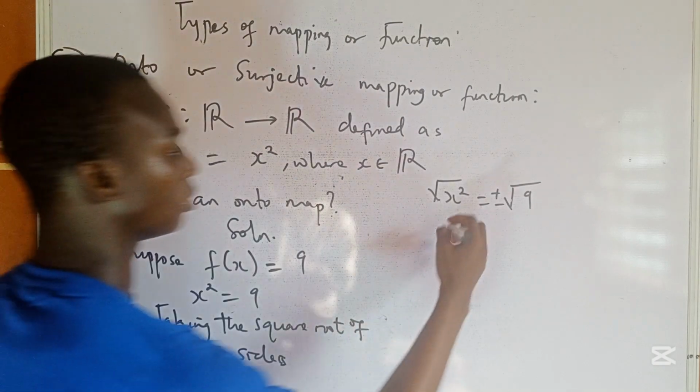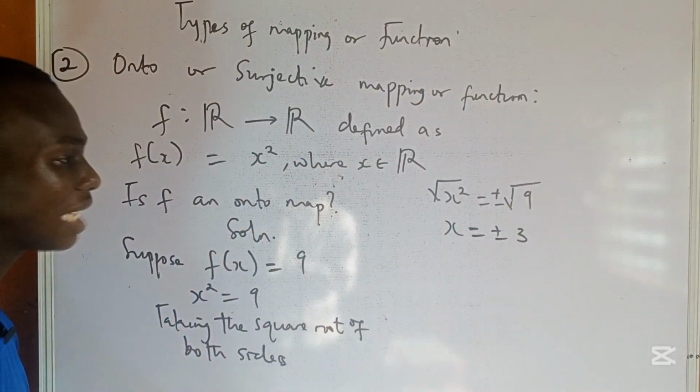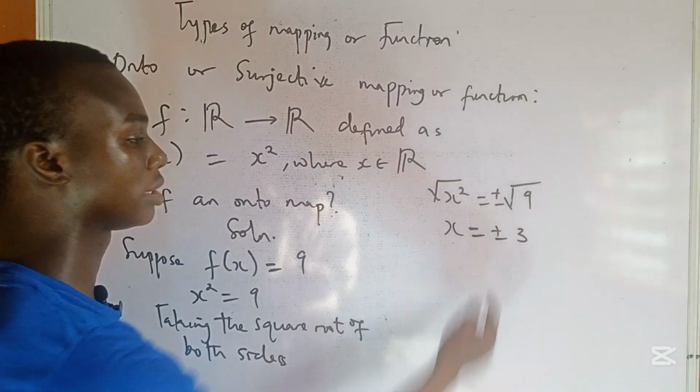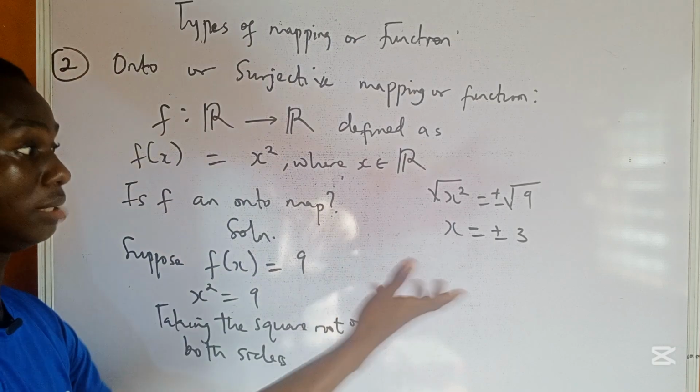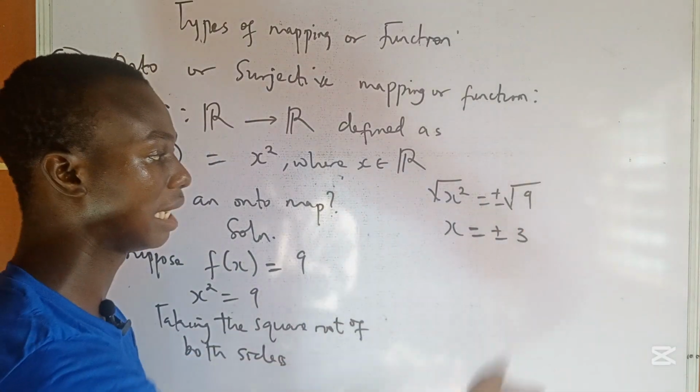So this implies that what? x is equal to plus or minus what? 3. So it means that the pre-images of 9, they are what? Minus 3 and 3. 9 has pre-images minus 3 and 3.